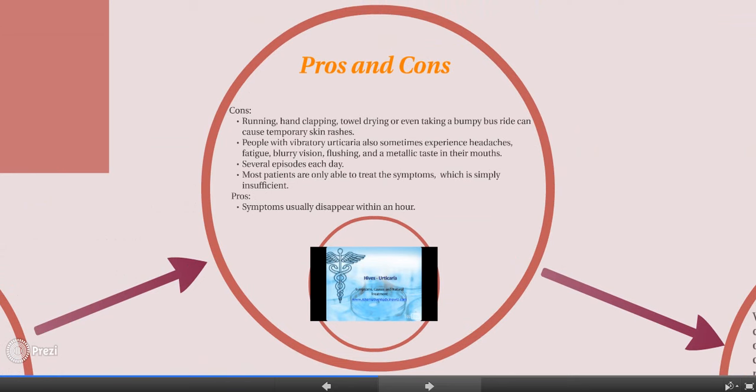Pros and cons. Cons: running, hand clapping, towel drying, or even taking a bumpy bus ride can cause temporary skin rashes. People with vibratory urticaria also sometimes experience headaches, fatigue, blurry vision, flushing, and a metallic taste in their mouths, with several episodes each day. Most patients are only able to treat the symptoms, which is simply insufficient. Pros: symptoms usually disappear within an hour.